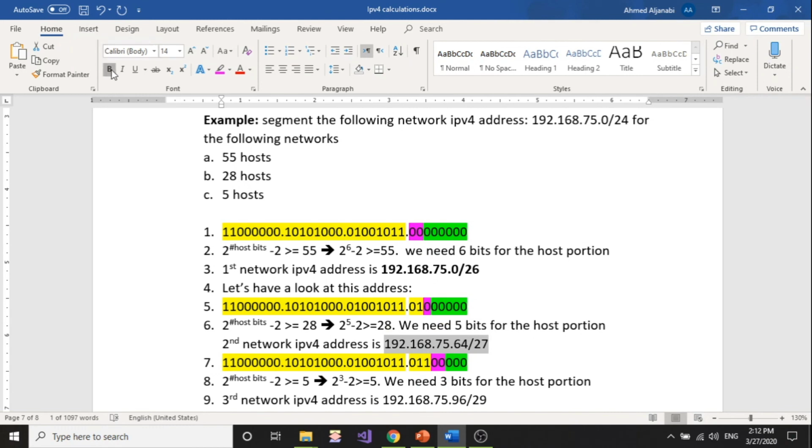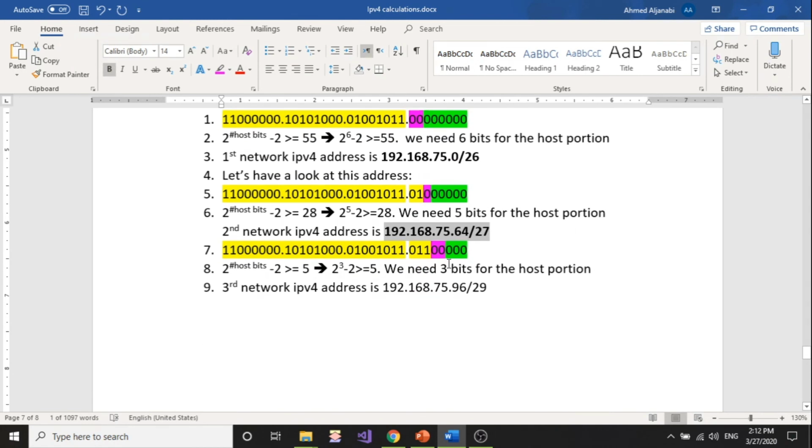Right after that, I had the third network IP address. So what I did, since this is 010, I'm going to have 011 as the next available IP address. And since I have only 5 hosts required, I needed only 3 bits for the host to be able to host those 5 devices. And as a result, I got this network IP address.